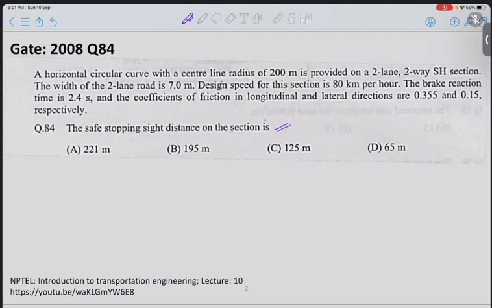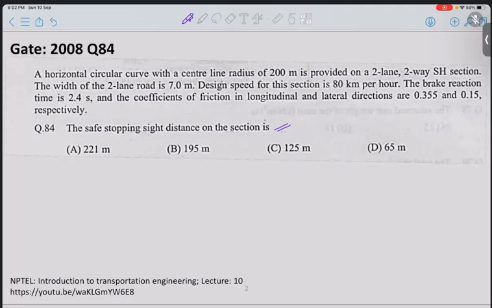So this is a two-part question. That's why there are a lot of details. The second part of the question we are going to solve just after this. The first part is asking us to calculate the safe stopping sight distance. So what is stopping sight distance?